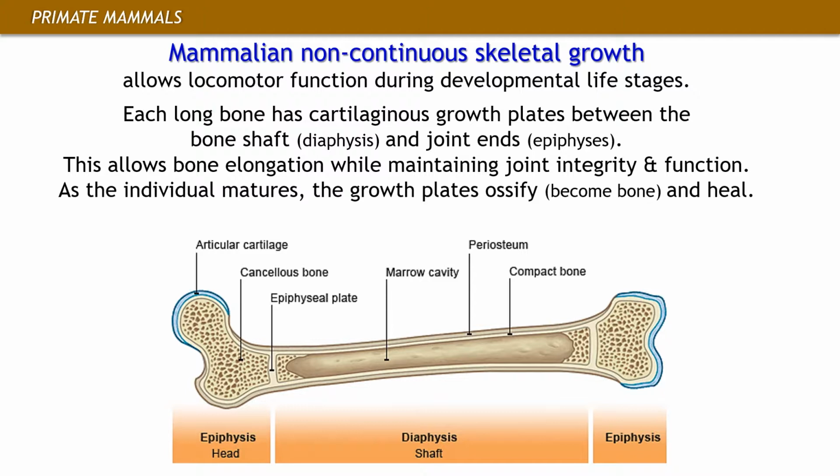So what happens with this non-continuous skeletal growth is it allows bone elongation while maintaining joint integrity and function. As the individual matures, the growth plates ossify, become bone, and heal together. This also is another one that provides insights for osteology and age identification in skeletal populations. In youngsters, you can go around the skeleton and look at what areas have not healed up yet. You put it into a program, and you can estimate the individual's age, usually within about 12 months or so.